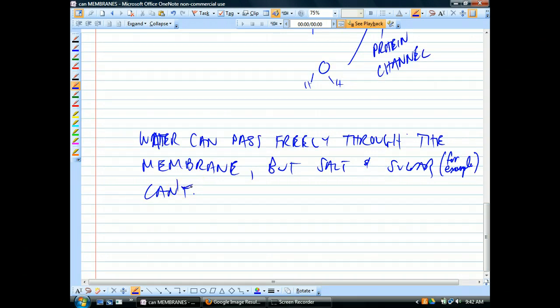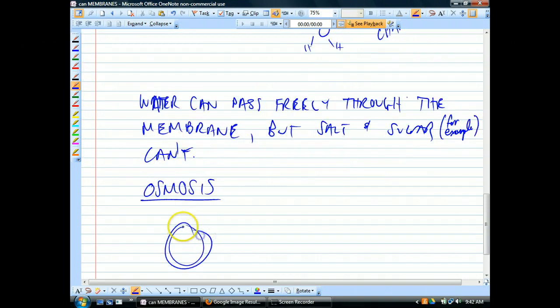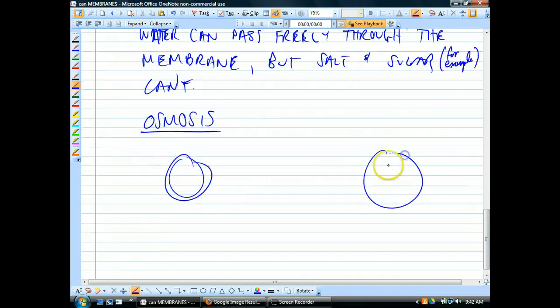Now is where this whole thing about osmosis comes in. All right. If I have a cell, and I'm going to draw the double membrane. I'm going to say I've got two cells. That's a bilayer, yeah, because it's two layers of phospholipids. So here's the membrane.